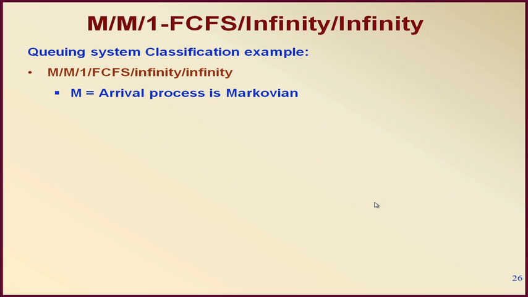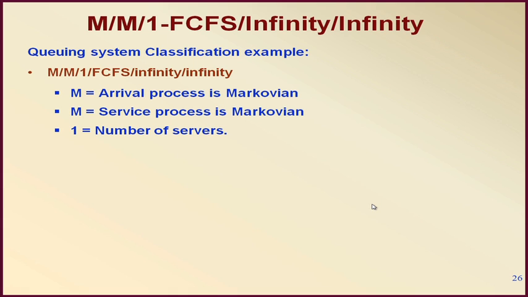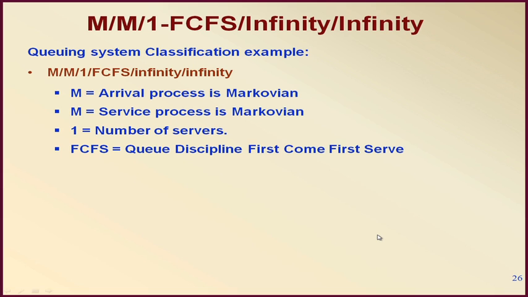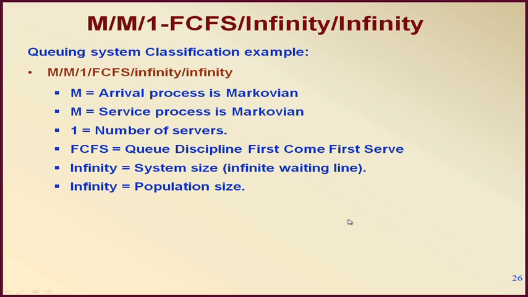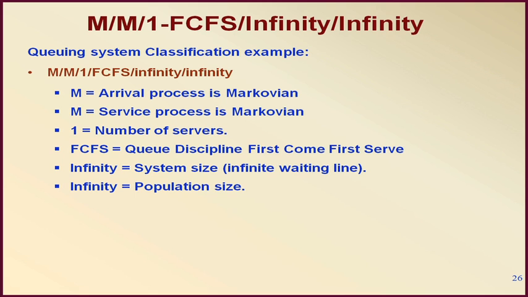The first M means the arrival process is Markovian, the second M means the service process is Markovian, and 1 is the number of servers. FCFS is the queue discipline, first come first serve. The first infinity is the system size, that means an infinite waiting line. There is no restriction on the queue, anyone who comes can join without any problem. The last infinity is the population size, that means the input population, which is also called the calling population. So, these are the simplest assumptions: MM1 FCFS infinity infinity.